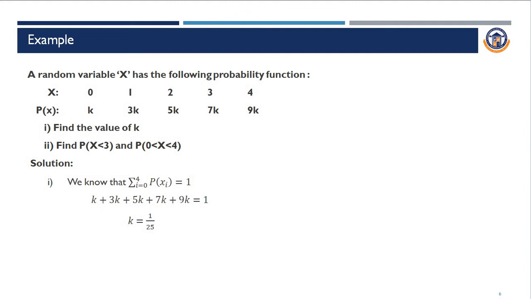So, we know that total probability is always 1. So, adding all the probabilities and equating to 1, we get the k value. That is, summation P of xi equal to 1. P of x values are k, 3k, 5k, 7k, 9k. Adding all these and equating to 1, we get the k value as 1 by 25.